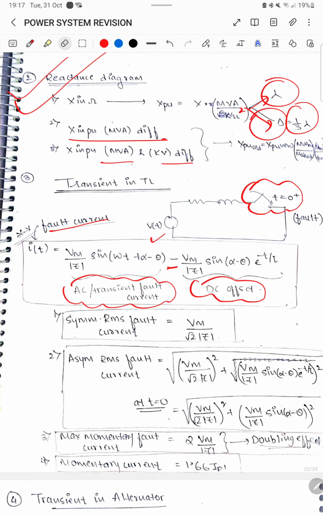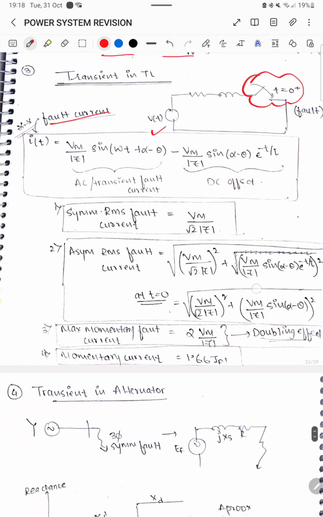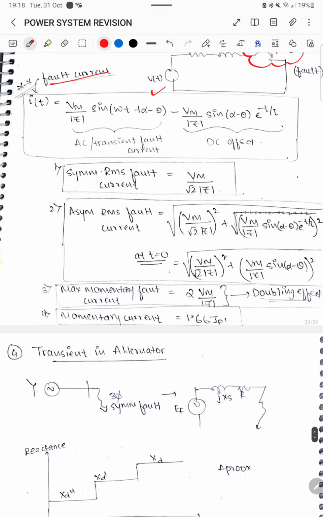So I fault will come as Vm upon Z sin(omega t plus alpha minus theta) minus Vm upon Z sin(alpha minus theta) e to the power minus t by tau. Fine. Now there are certain formulas derived from the same. So the symmetric RMS fault current is Vm upon root 2 mod Z. Fine.